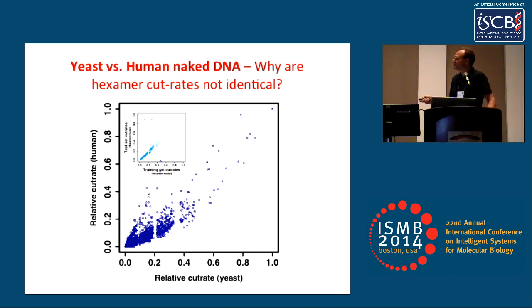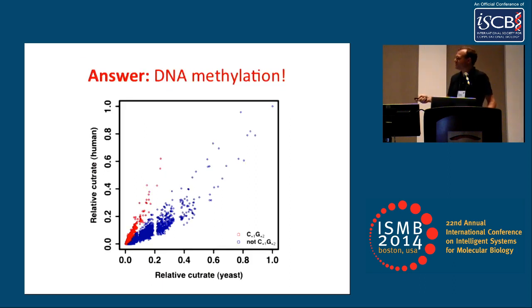There was a lot of scatter, and when we looked at this a little more closely, we found that these points that form a separate diagonal all share the property that they were cuts made right adjacent to a CpG dinucleotide. So with CpG, you think, hey, maybe it's methylation, but yeast doesn't have methylation, but human does, right? So maybe DNA methylation has something to do with this inconsistency between the model built from yeast and from human.